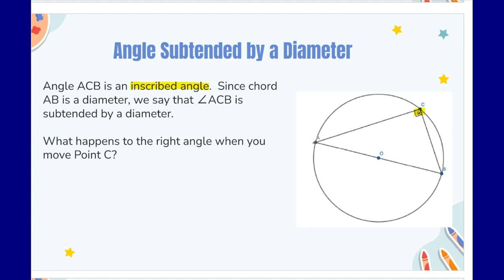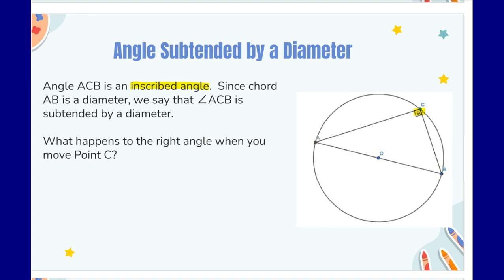Since the chord, or basically a line touching two parts of the rim of our circle, is the diameter, or it's going through the center, we can say that this angle ACB is subtended by a diameter. Basically, it's closed off. We have this 90-degree angle, and the two lines that form that angle are connected to make the diameter.